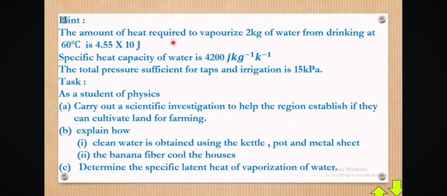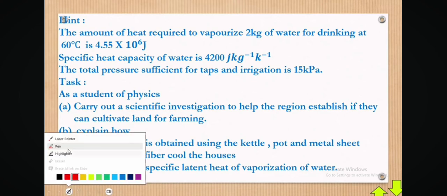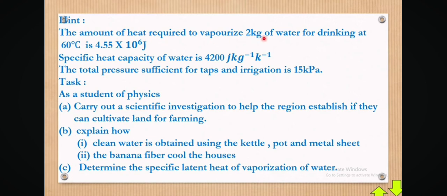Hint: the amount of heat required to vaporize 2 kilograms of water for drinking at 60 degrees Celsius is 4.55 times 10 to the power 6, read as 4.55 exponent 6 joules. That's the amount of heat.